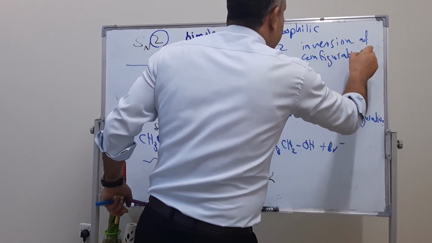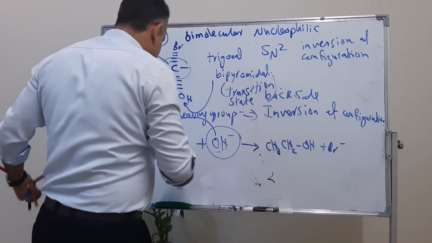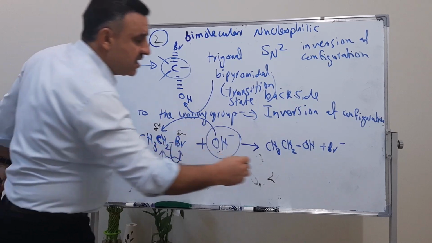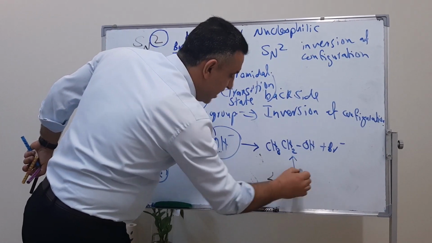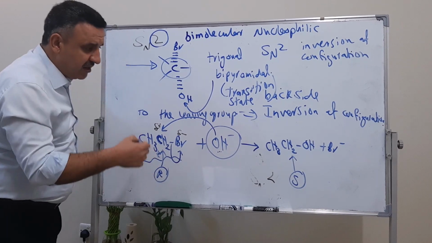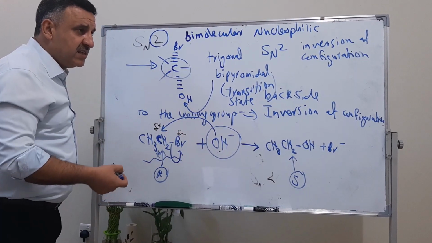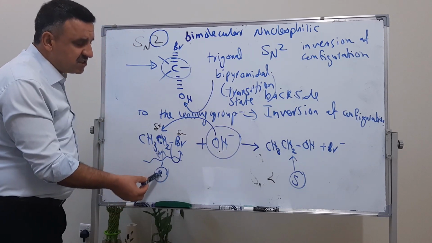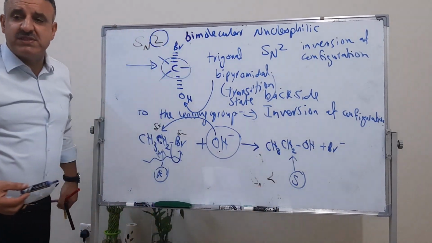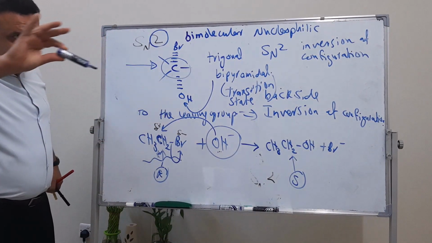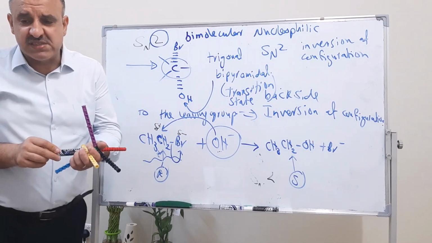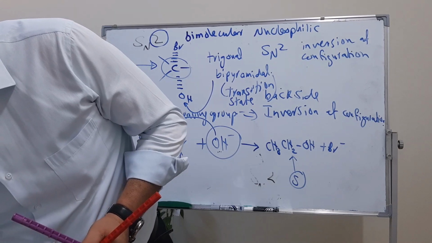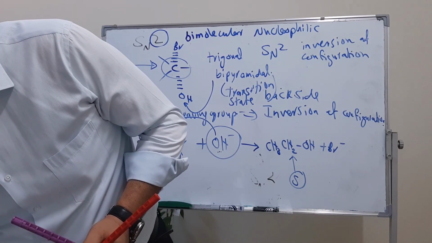In other words, if this carbon is chiral, suppose this is R for any reason, the product here will be S. If this carbon is a stereocenter, of course not this example, but we will see some other examples, and its configuration is R, then the product will always be S because the attack of the nucleophile will always come from the backside of the halogen. Do you follow me? Is there any question so far?